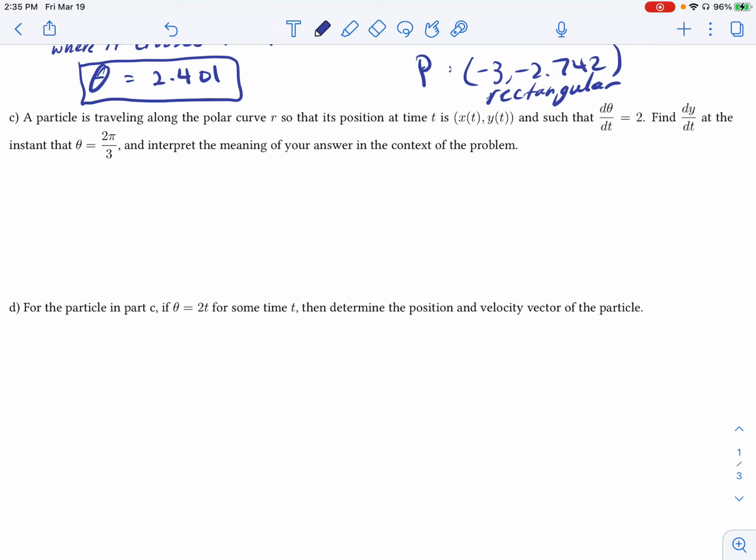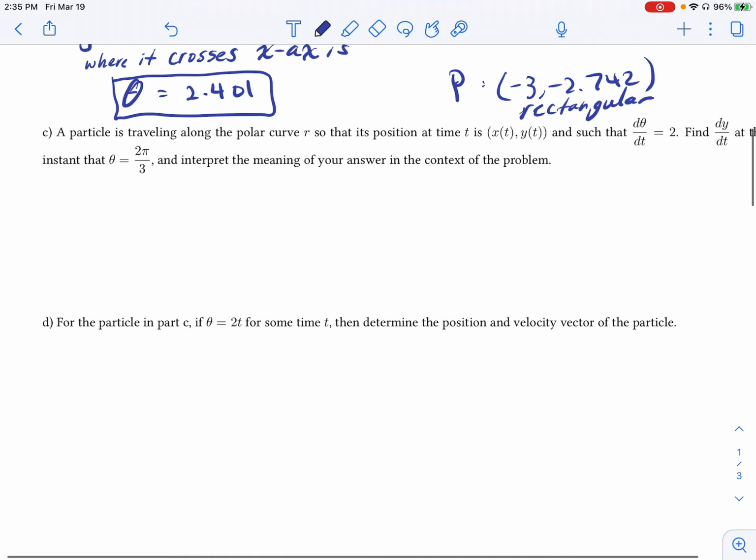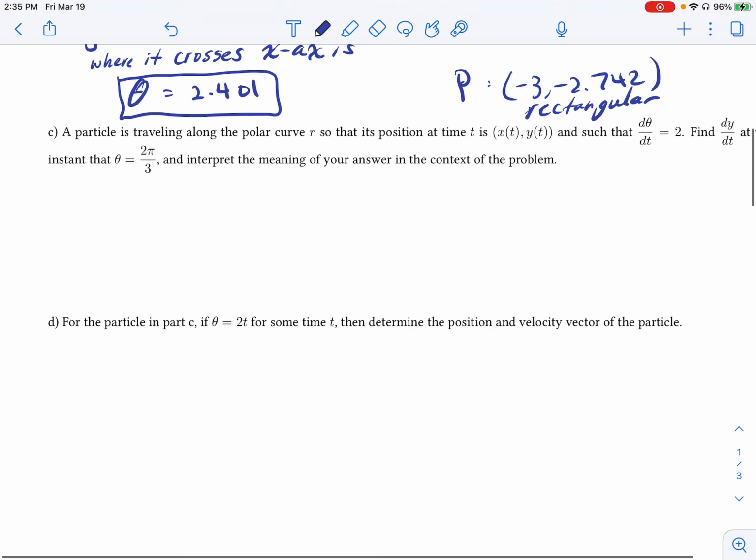Quick note, in my solutions that I have uploaded to Classroom, I have a typo where I wrote dy dt in one of my parts. I accidentally wrote it as dy dt. I meant to write it as dy d theta, but I'll write the correct answer here. Hopefully, we'll see. All right, so since I need to find dy dt, I'm definitely going to need to find dy d theta, okay?